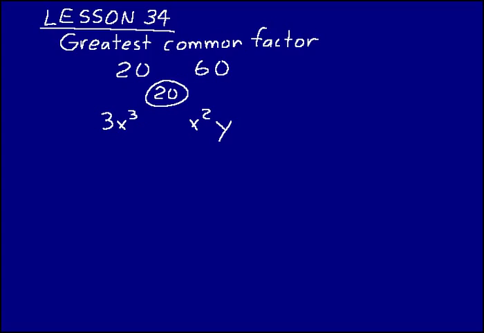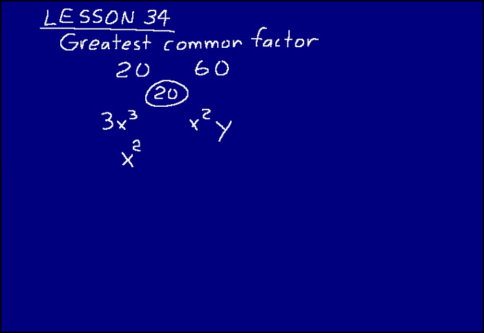Let's look at the numbers first. We have a 3 in the 3x cubed and then an x squared y. We can just think of that as 1x squared y. So the greatest common factor that they have there in terms of numbers would just be a 1. So we don't need to write anything down. Now let's look at the x's. There's an x cubed and an x squared. So we know that there is at least an x that they have in common. And the greatest common factor would be x squared, because they both have at least x squared.